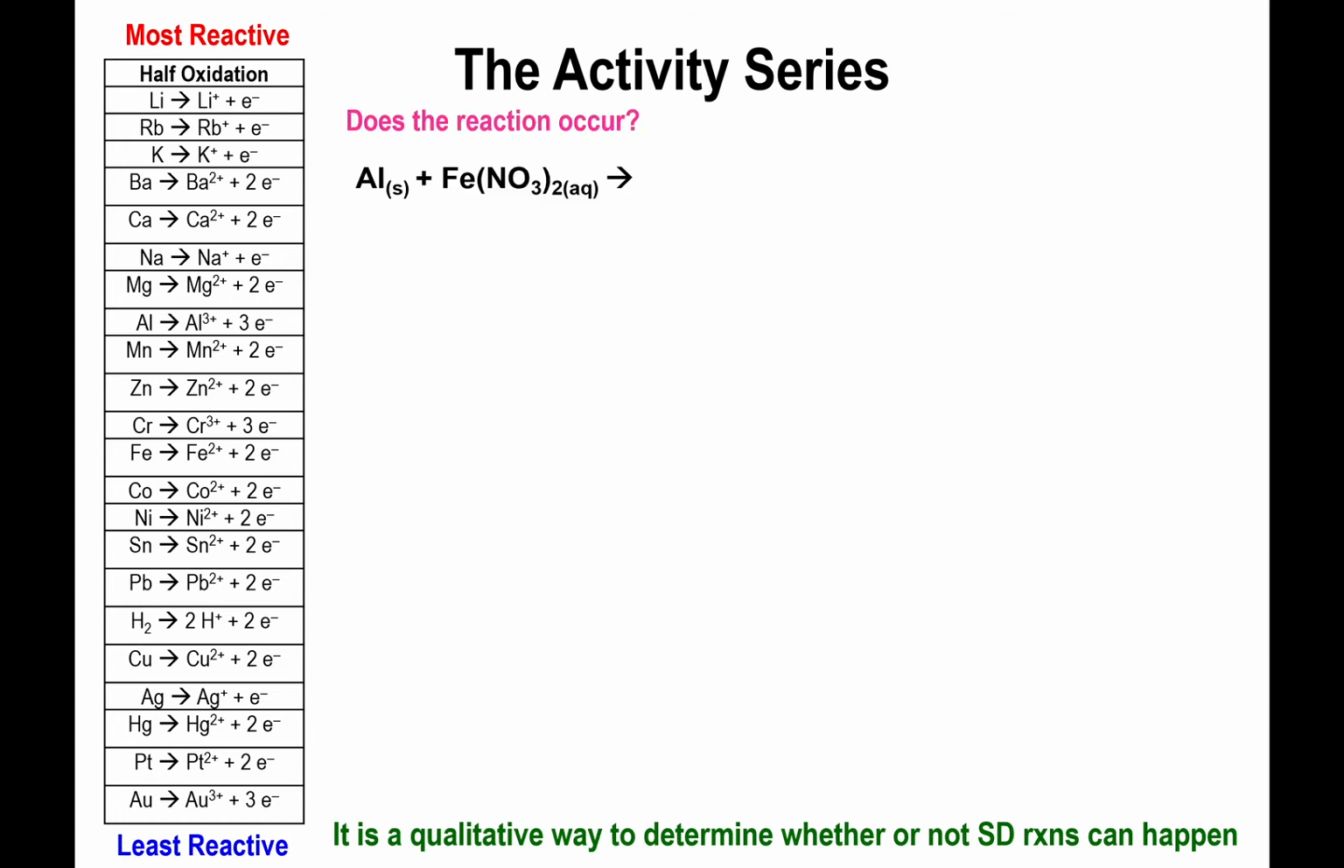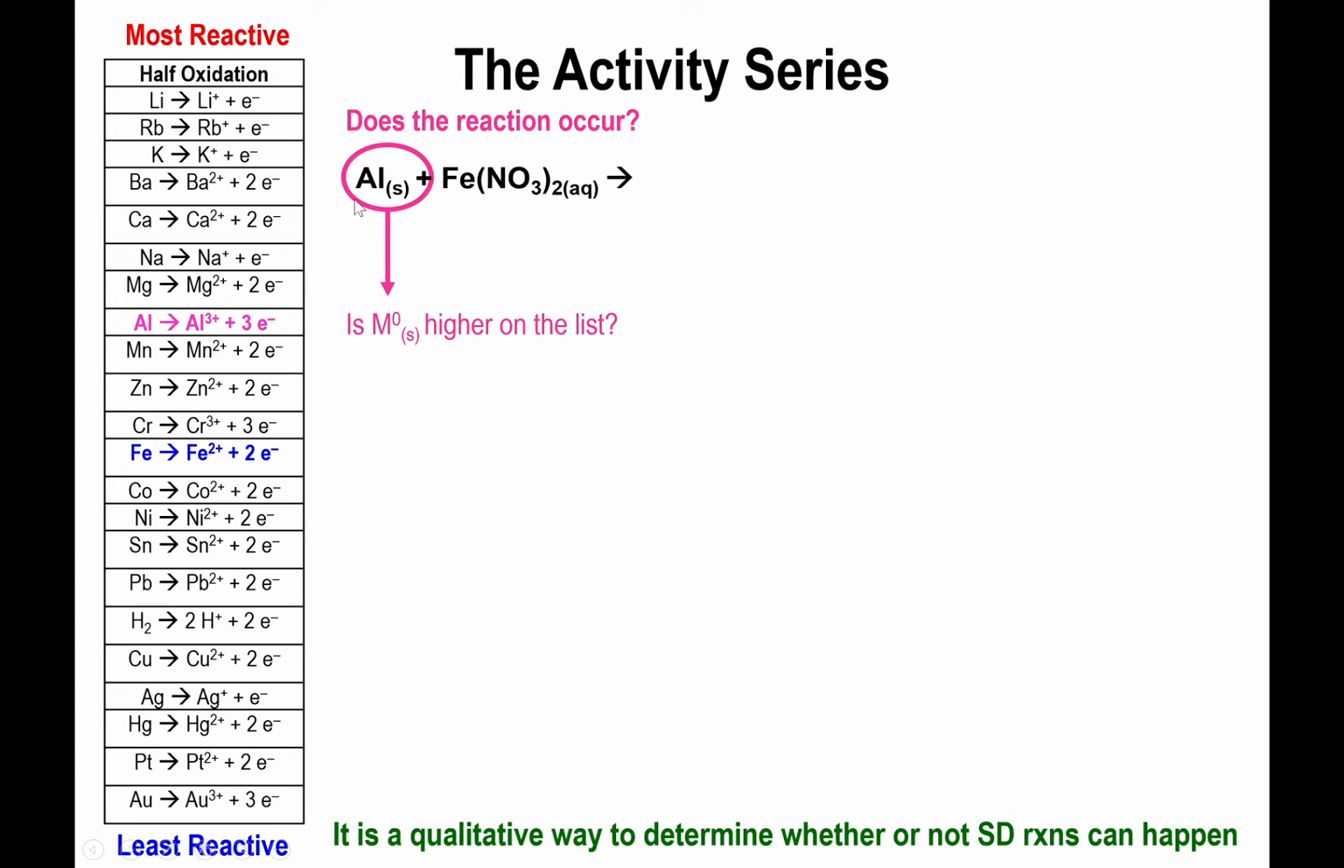So for instance, if you're mixing elemental aluminum with iron 2 nitrate, you can look at the table and say, okay, well, aluminum, which is the lone species, the lone wolf, is in fact higher on the list than iron. Okay, and iron is a cationic component.